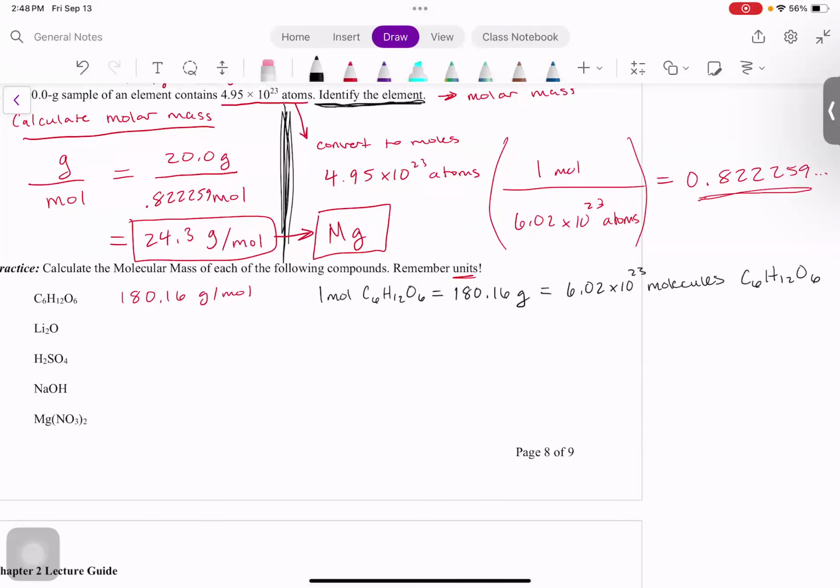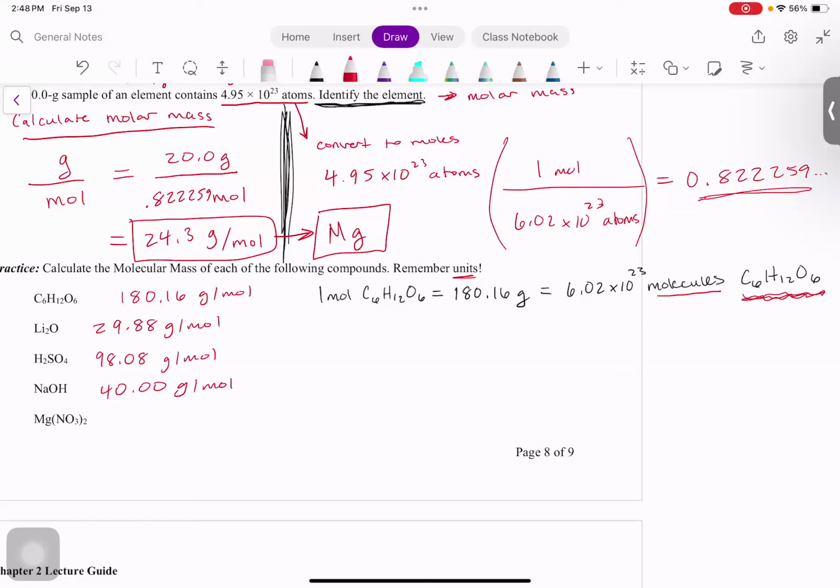And we can do a similar principle with all the rest of these. It's the exact same conversions that we got from before, just now we're using the word molecules to describe the substance, because the substance is not just an atom, it's a molecule. It's multiple atoms bound together. So Li2O, this one has a molar mass of 29.88 grams per mole. H2SO4, we've got a mass of 98.08 grams per mole. Sodium hydroxide, NaOH, 40.00 grams per mole.